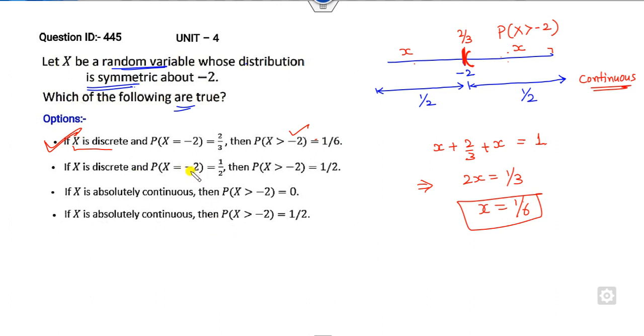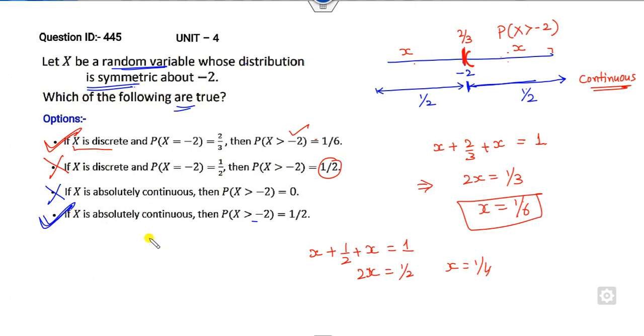If you compute this one, what will happen? Again, x plus half plus x is 1, and 2x is half, x is 1 by 4, but it is 1 by 2, that's a wrong answer. Fine. Now if x is a continuous random variable, then greater than is always half, so it cancels out. This is the correct option.